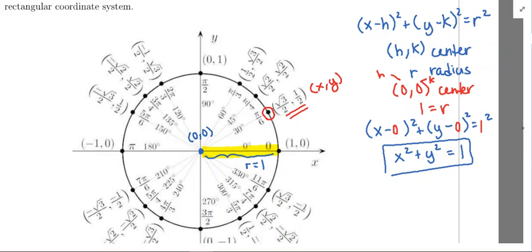Meaning if you take any point on the circle, it has an x coordinate and a y coordinate, and that (x, y) pair has to obey this law: if you square the x coordinate and add the square of the y coordinate, it should equal 1. So that's some good information to know.